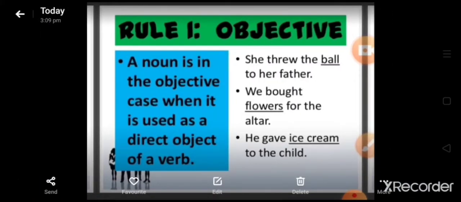So rule number 1 of the second case is objective, or accusative. Here we are talking about objective.